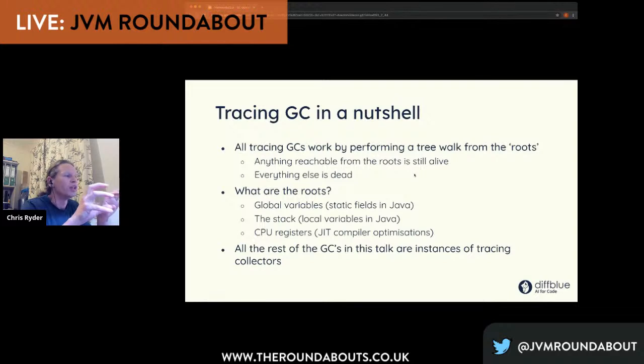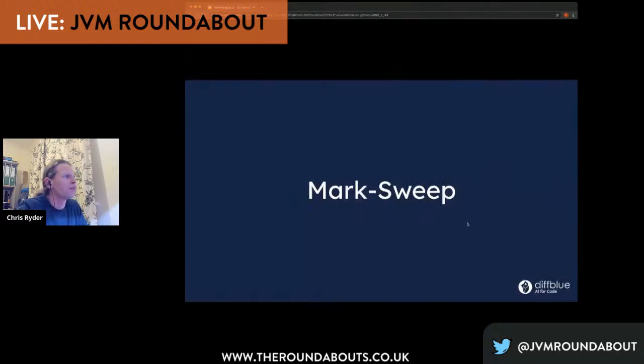So in Java, for instance, the roots are effectively your global variables, so static fields, things like that. The stack, because that's where your local variables are stored, and potentially your CPU registers, because your JIT compiler may have done optimizations where references to objects are only in CPU registers for some period of time, and they never make it back onto the stack, for instance. And as I say, the rest of the GC algorithms I'll talk about in this talk are all tracing collectors.